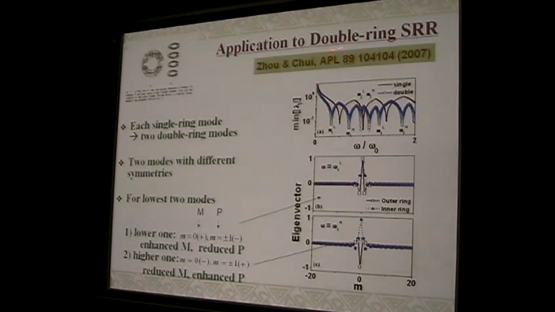We also apply the theory to study the double ring SRR, and we found more physics here. For the double ring, because we have two rings, the interaction between these two rings will split each single ring mode into a pair of modes. And each mode will have a different symmetry. This turned out to be very interesting physics, because for this mode, the frequency is much lower than the corresponding single ring mode. And if you make the ring separation smaller, this resonance mode becomes much lower, much lower.